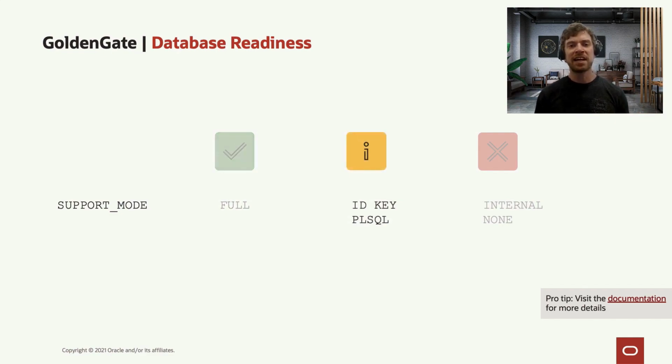If you have it as ID key or PL cycle, it might be that some of the columns are replicated only, not all of them, or that you need to configure procedural supplemental logging for that specific object in your source database. However, if you have in that column something like internal or like none, this is not good. This means that the table is not supported by GoldenGate, either because they are internal tables like mview logs or like some objects that have some domain indexes on them, or simply because the table is not supported.